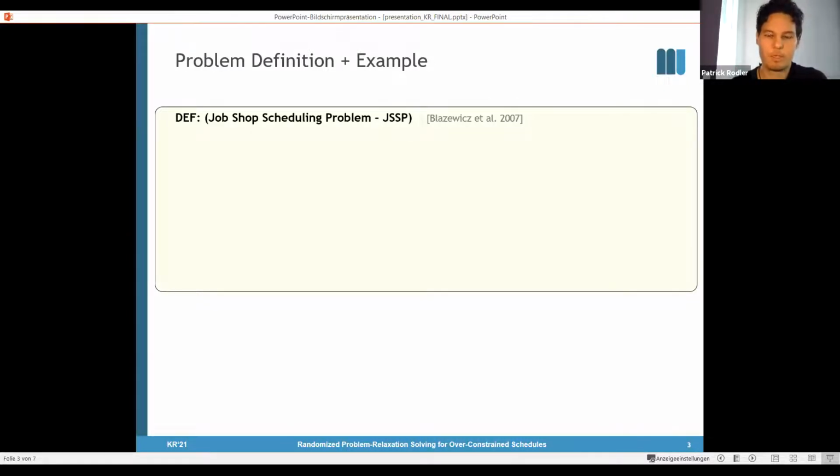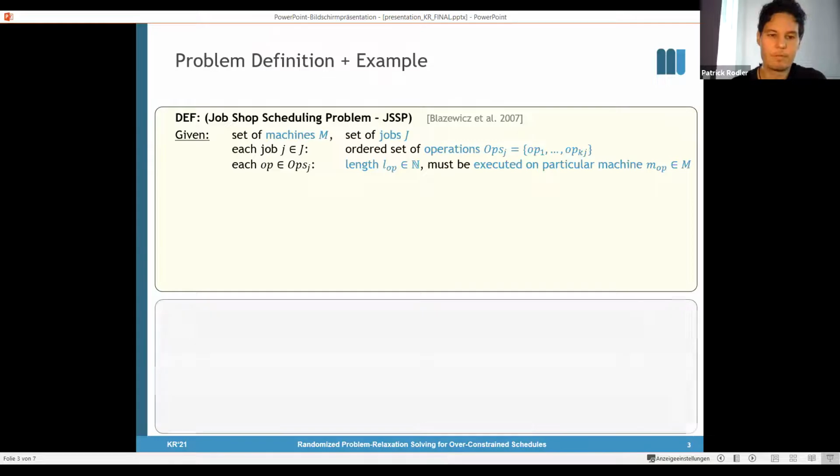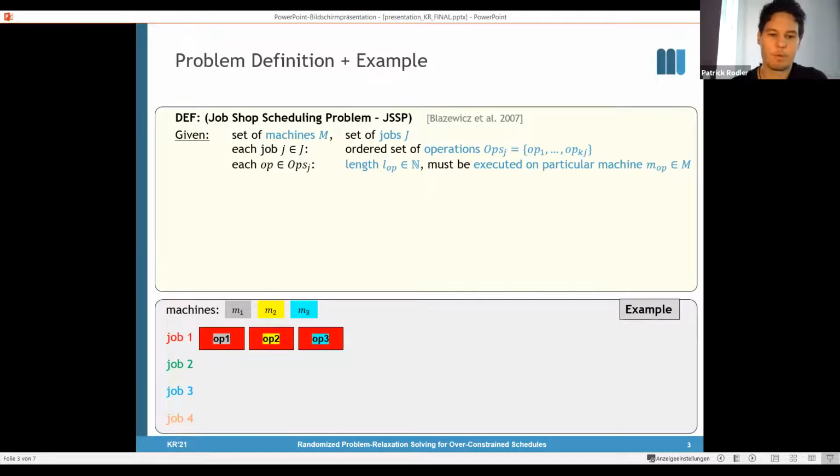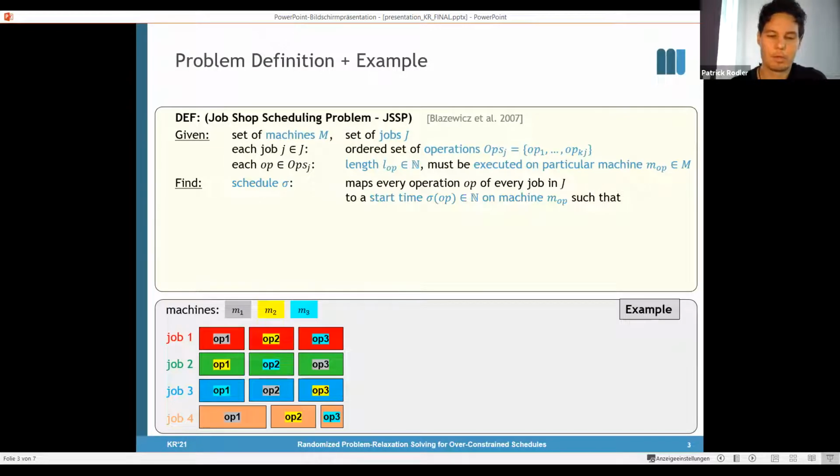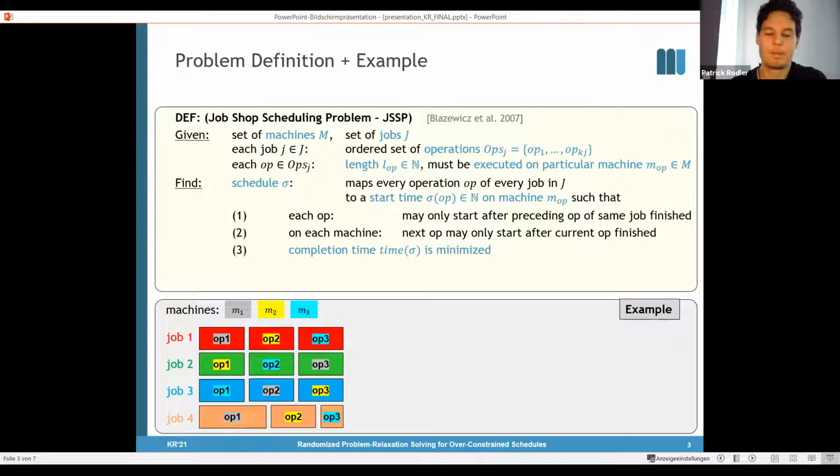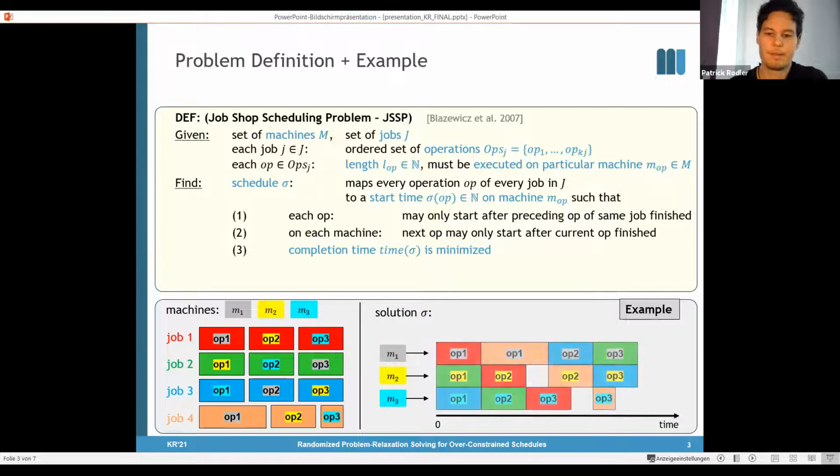First, we have the JSSP, which you all might be familiar with already, where we have given a set of machines, a set of jobs, where each job consists of an ordered sequence of operations of particular length, and each operation has to be performed on one particular machine as indicated by the colors in the example. And the goal is then to find a schedule which maps each operation to a starting time on its respective machine, such that the overall completion time is minimized. In our example, one solution would be given by this schedule here, which has a completion time of 9.